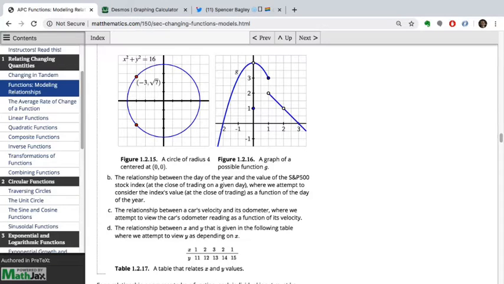This activity just asks us to wrestle with the concept of a function. What is it that makes a function a special kind of relationship? Right? So what is the answer to that question? How do we know when a relationship is a function?